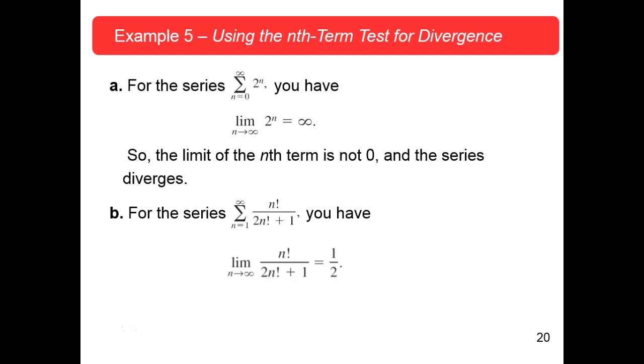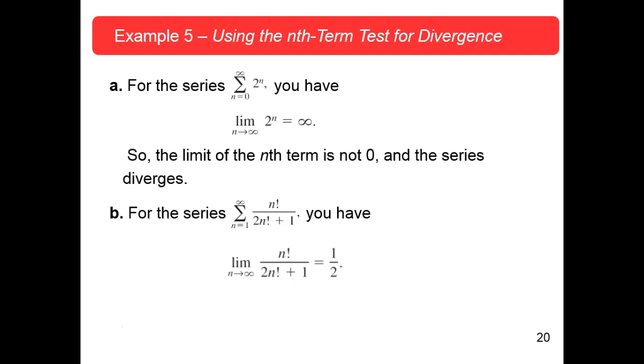The series n factorial over 2n factorial plus 1. Now, here's a little trick. Divide everything, numerator and denominator, by n factorial. That will leave you a 1 up here. This is 1 over 2 down here, plus 1 over n factorial, which is going to go to 0. So this will be 1 up here and a 2 down here, 1/2. That's the nth term. The limit of that as it goes to infinity is 1/2.